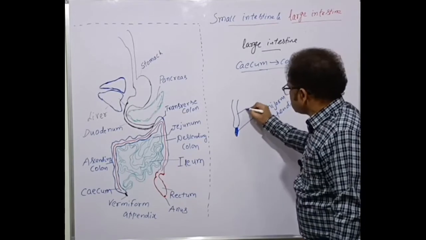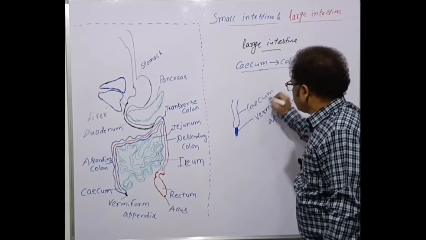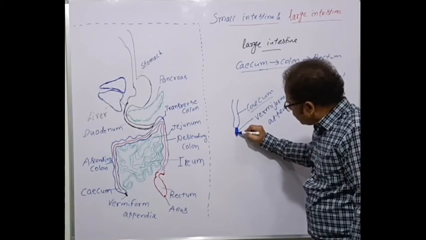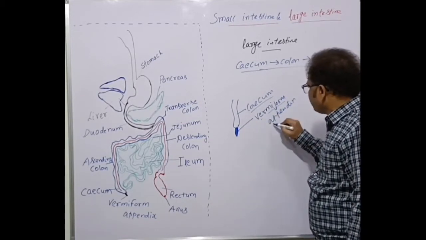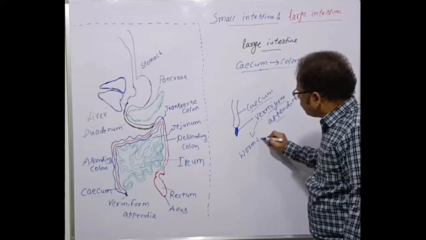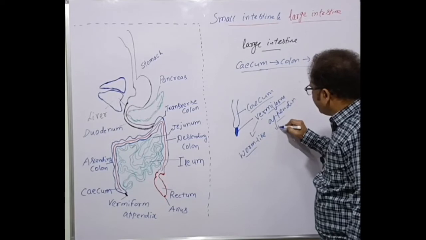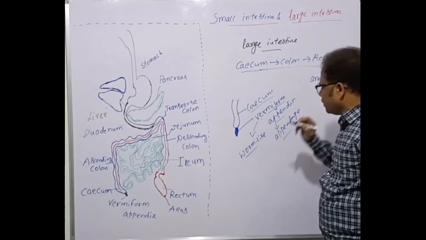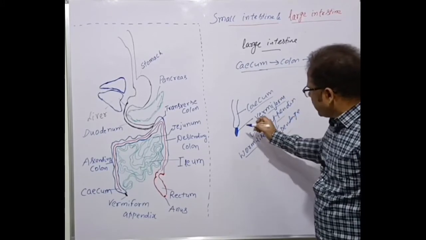This is the cecum, the first part of the large intestine. And this cecum contains an extension, an appendage called the vermiform appendix. Vermiform means worm-like. Appendix means an appendage and extension. So worm-like and appendage is called the vermiform appendix.